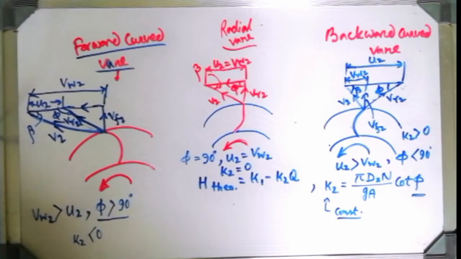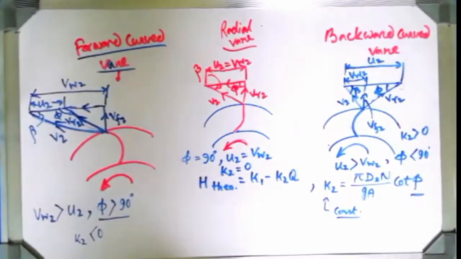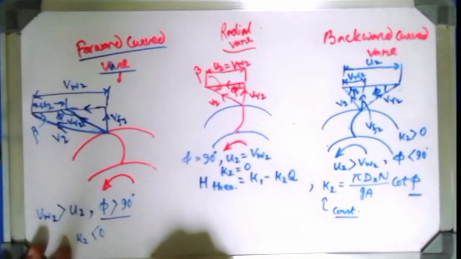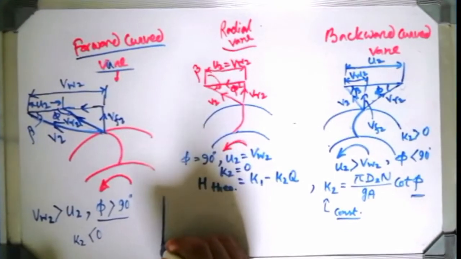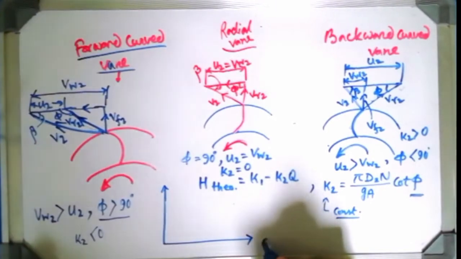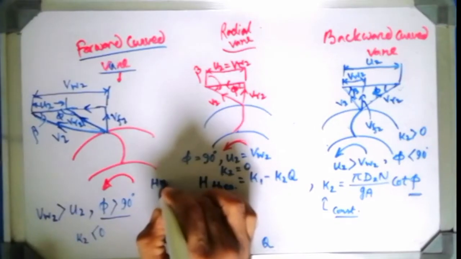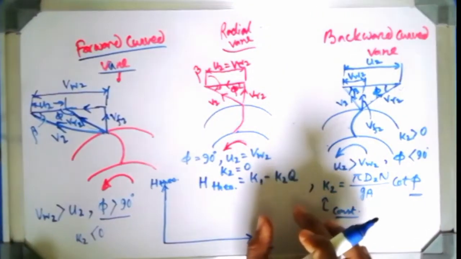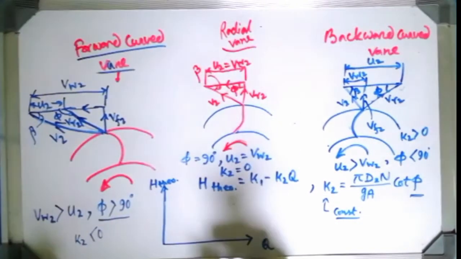Just based on different phi values, K2 is positive or K2 is negative. Here K2 is negative for the forward curved vane. Why am I doing this? Because I am going to plot discharge versus head, and which head am I talking about? Theoretical head, H theoretical. Now I am going to plot this forward curved, radial curved or backward curved vane over here.